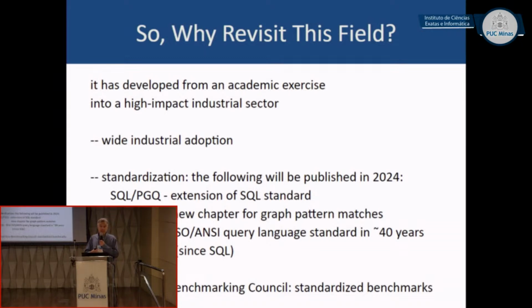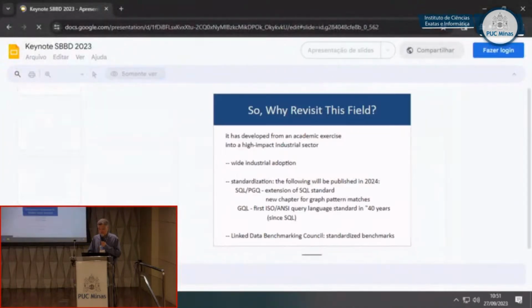Okay, now this is the impact. What about research? Is there anything new that is worth researching about this new trend?